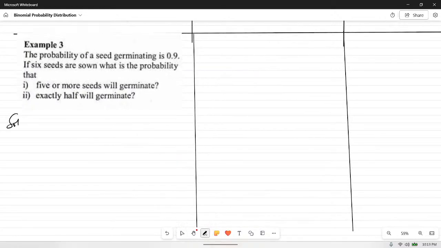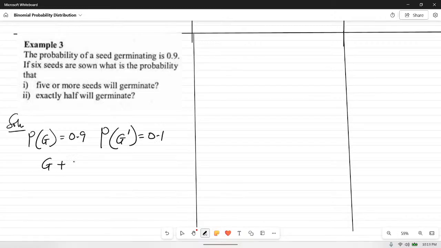Our solution. The probability of a seed germinating is 0.9. The probability of not germinating, we can say germinate prime, is 0.1. So germinate plus not germinate. Let's use N as non-germinate, I don't want to be writing those references.